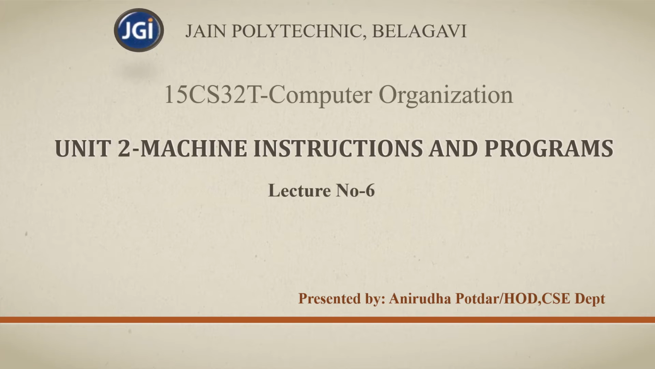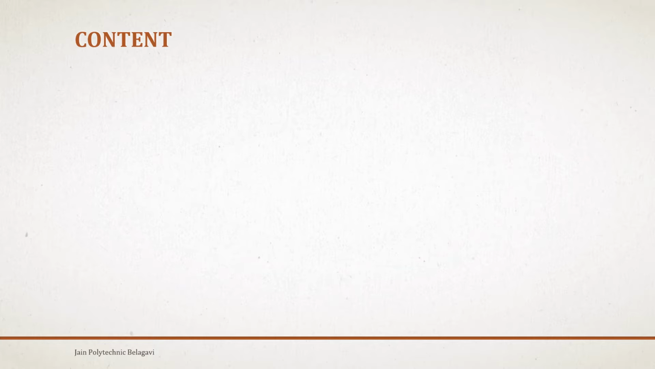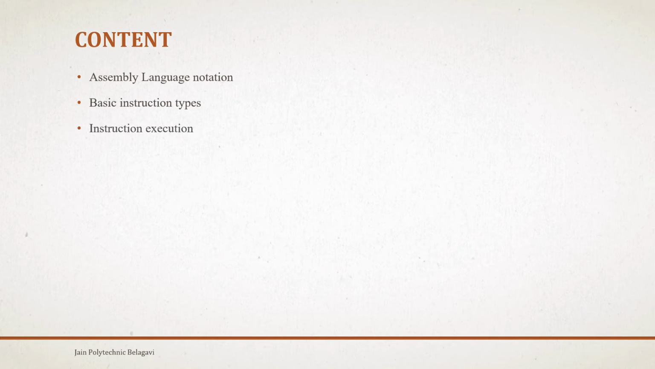So today we are going to discuss unit number 2, machine instructions and program, lecture number 6. Now let us go through the content that we are going to discuss in this lecture. We are going to discuss assembly language notation, basic instruction types, instruction execution, and straight line sequencing.